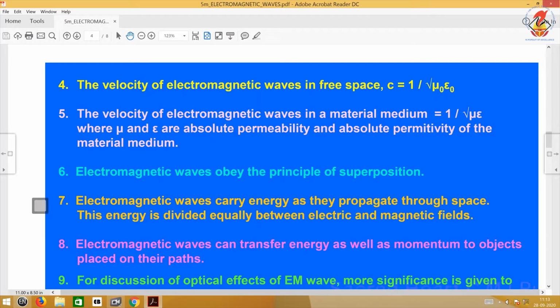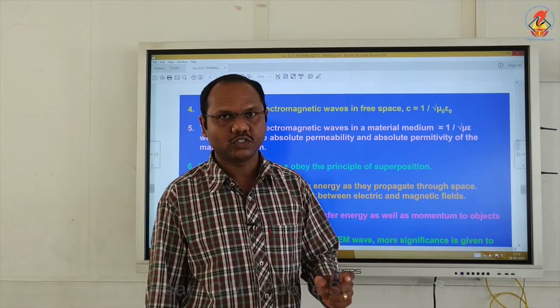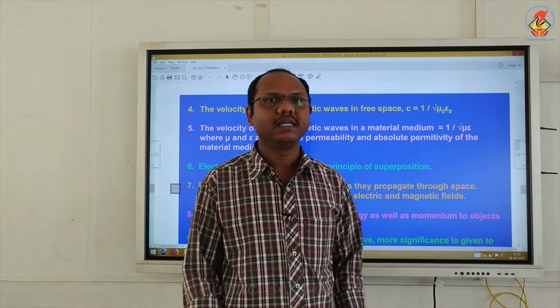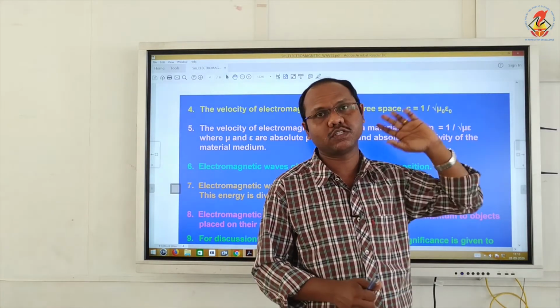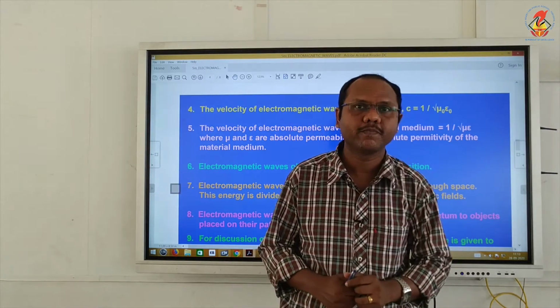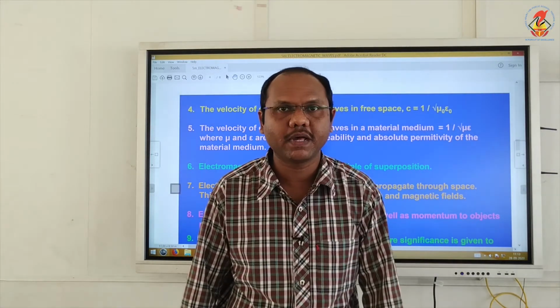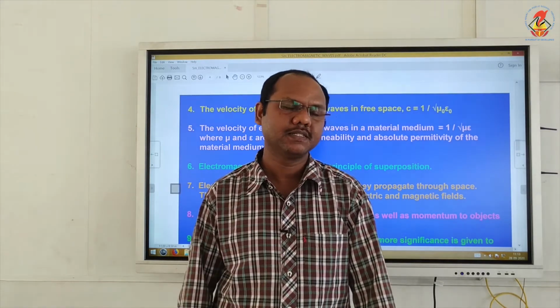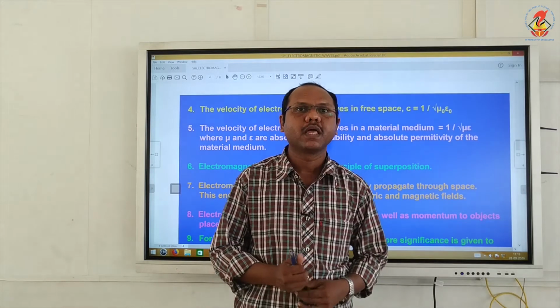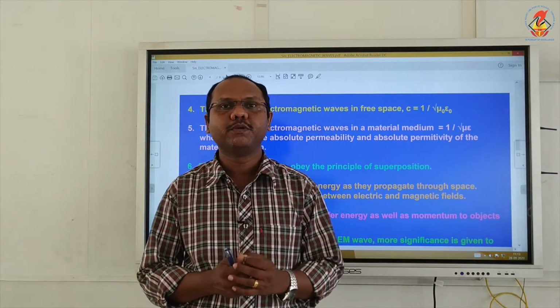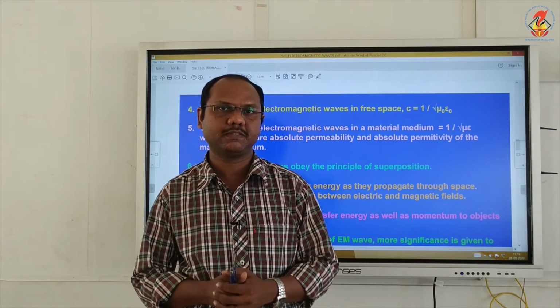The velocity of electromagnetic waves in free space is given by C equal to 1 by root of mu 0 epsilon 0. So, the speed of electromagnetic wave is given by the equation C is equal to 1 by root of mu 0 epsilon 0. What is mu 0? Yes, it is the absolute permeability of free space. Now, what is epsilon 0? Yeah, it is the absolute permittivity of free space.